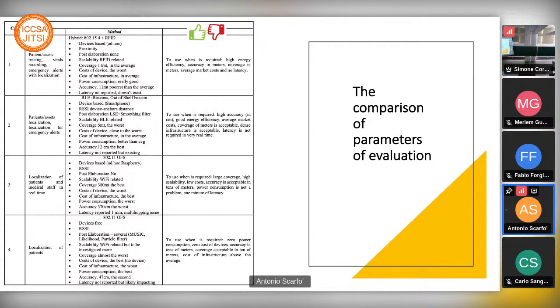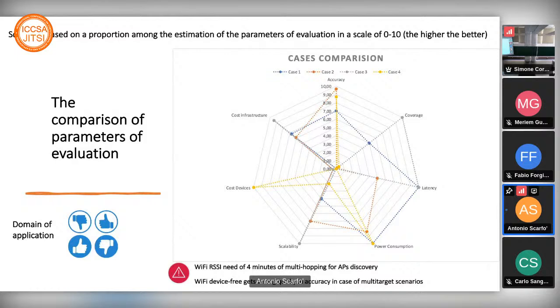I tried to score the comparison. I reported the score in this radar graph, where it's possible to appreciate more quickly and clearly the domain of applicability. Again, case one is not so good for device cost, is in the middle for scalability, is excellent for latency and power consumption, and so on. You can see very clearly the applicability of the four cases selected. Some warnings related to case three, where Wi-Fi needs 4 minutes for a multi-hopping activity to discover all the access points and reach the accuracy declared, claimed. And case four, where it gets wrong quickly in accuracy if there are multiple targets in the scenario of application.